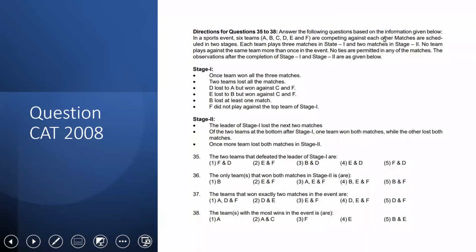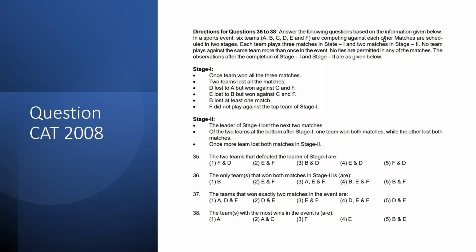This question had appeared in CAT 2008. It is a question that is based on games and tournaments. It says in a sports event, 6 teams, A, B, C, D, E, and F are competing against each other. Matches are scheduled in two stages. Each team plays 3 matches in stage 1 and 2 matches in stage 2. No team plays against the same team more than once in the event.